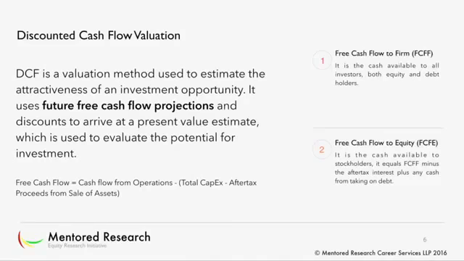DCF or discounted cash flow valuation is based on discounting future free cash flow projections to the present to arrive at the value of the company. Free cash flow can be either to the firm or the shareholders: FCFF, which is free cash flow to firm, and FCFE, which is free cash flow to equity. FCFF is the cash flow available to all investors in the firm, both debt and equity holders. On the other hand, FCFE is the cash flow available to only equity holders and is arrived at by subtracting the after-tax interest from FCFF and adding any cash from taking on debt.